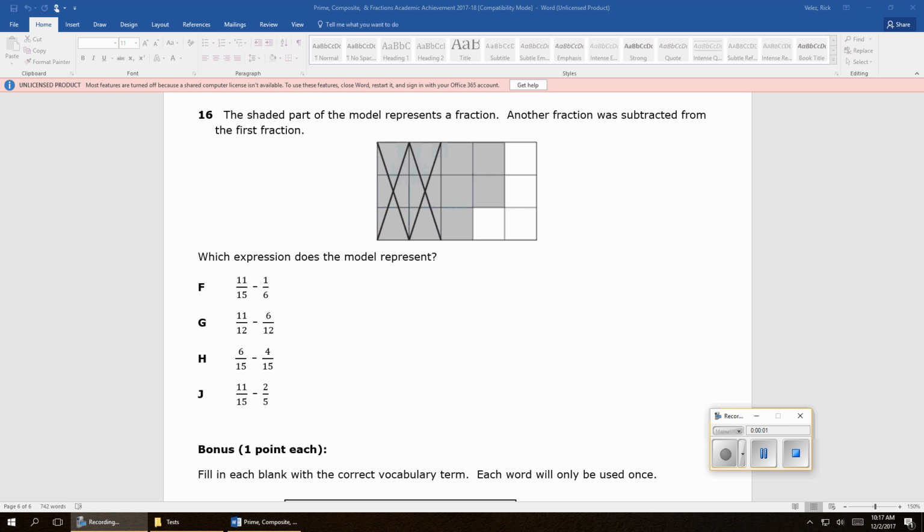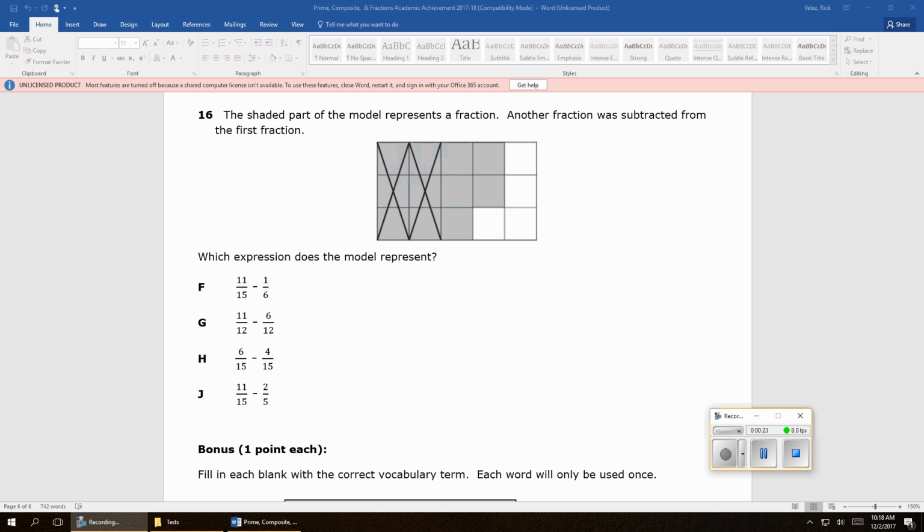Question 16. The shaded part of the model represents a fraction. Okay, so that right there is your first step, guys. I'm sure a lot of people missed this one because it's confusing, but in a way it really isn't. If you read the question and then answer the question according to what it says. The shaded part of the model represents a fraction.